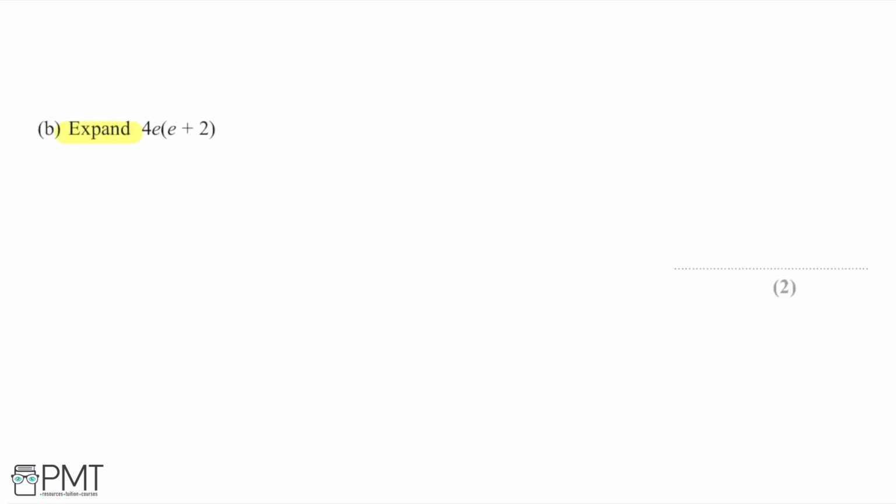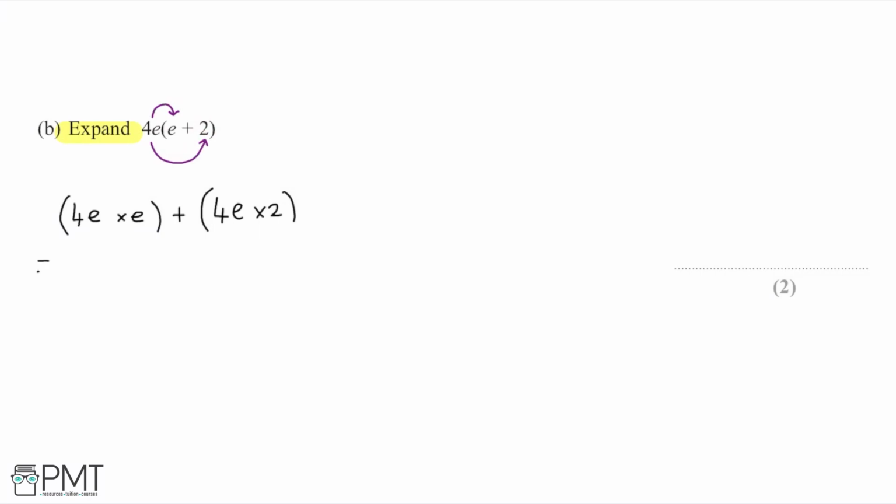Now I'm asked to expand the brackets 4e multiplied by, in brackets, e plus 2. So a way that I'm going to look at this is that we're going to multiply the 4e by the e to begin with, and then we're also going to have to multiply the 4e by the 2 to expand this bracket. So here I'm basically going to have 4e multiplied by e, and then I'm adding on 4e multiplied by 2. So I'm multiplying 4e by the first term in the bracket, then adding on 4e multiplied by the second term in the bracket here.